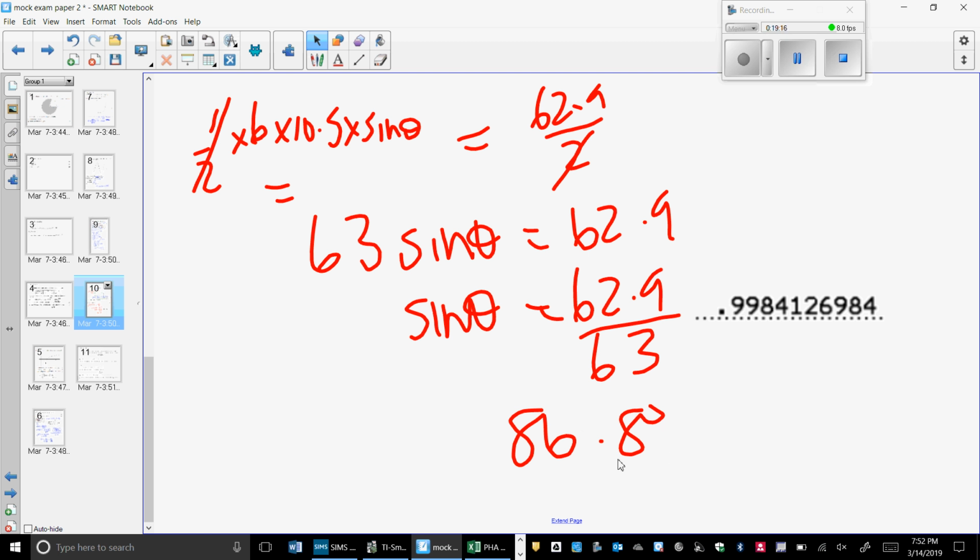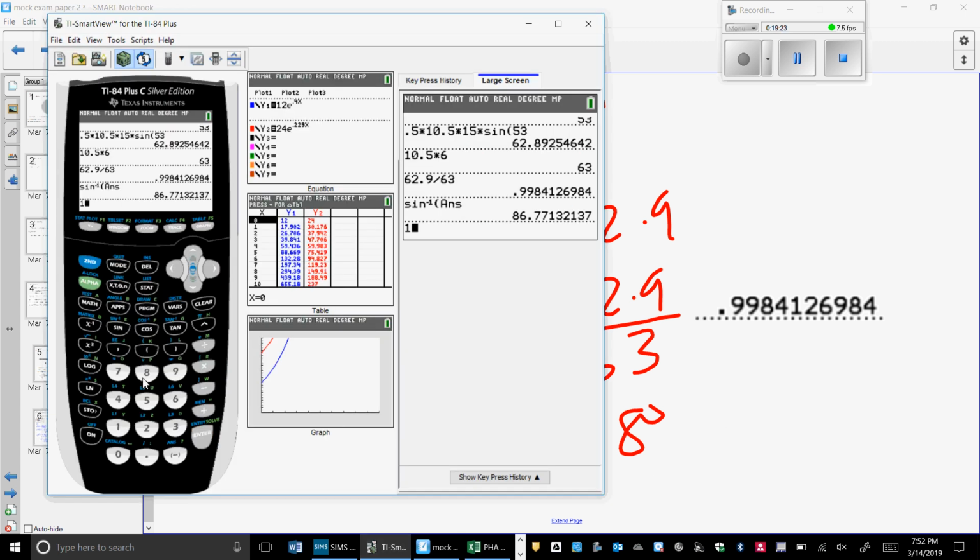And then you're going to do 180 minus that. So remember, whenever there's two options, it's going to be 180 subtract that. Which is 93.2.